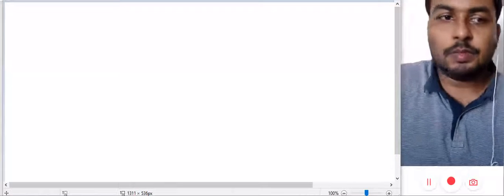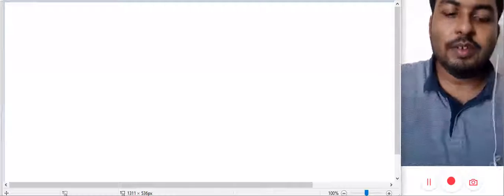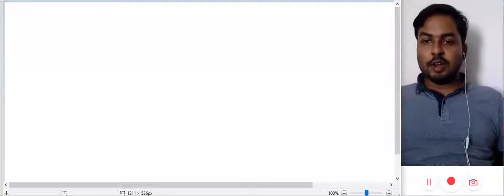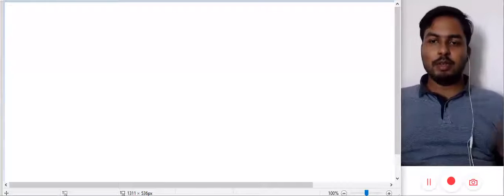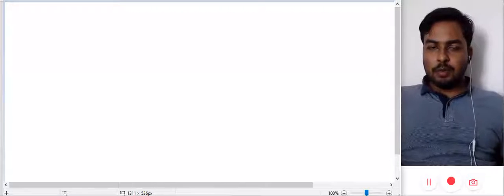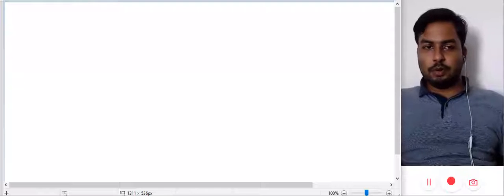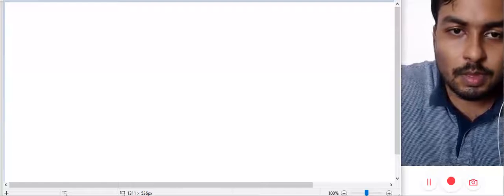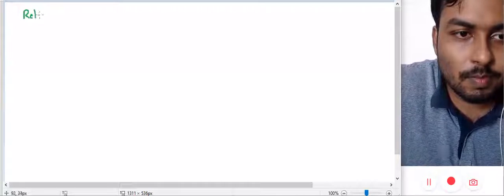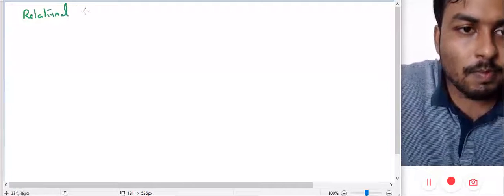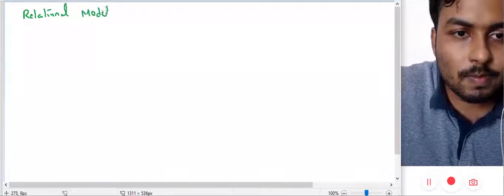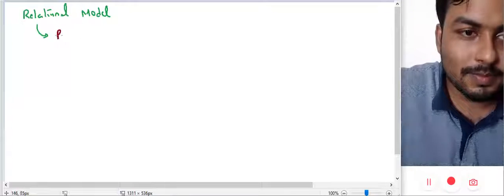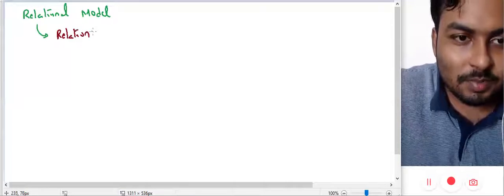Okay, next. So far we have been seeing ER diagrams. That is called the ER model. Now today we are going to start discussing the relational model. In the relational model, what will you have? Relations, obviously, right?